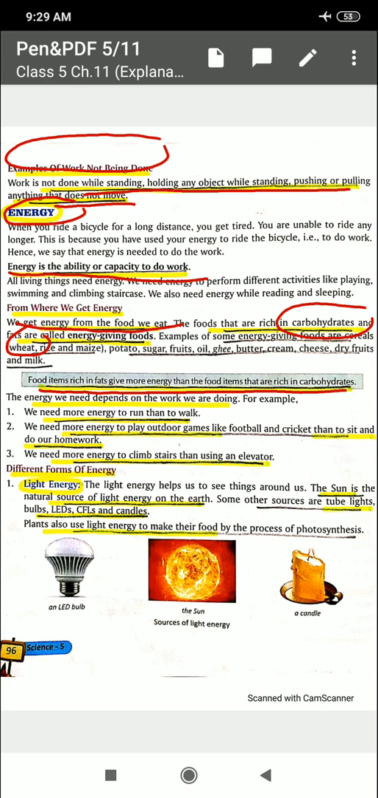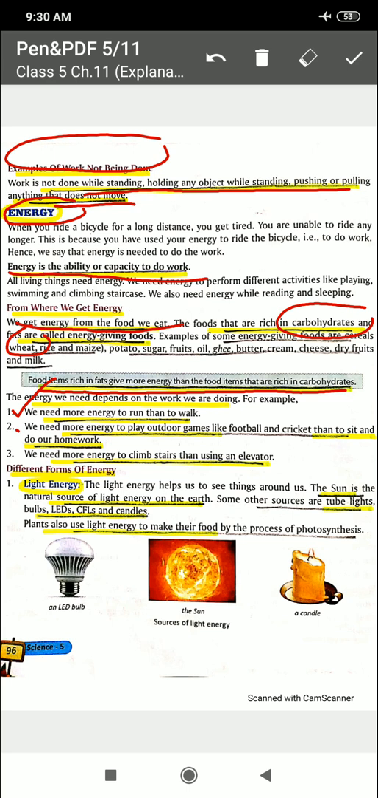Depending upon the work done, we need energy. It depends on the work that we need less amount of energy or large amount of energy is required. For example, a few examples are given here. Just see one by one. The first one, we need more energy to run than to walk. You know very well that for running, jogging, cycling, we need more energy as compared to walking.